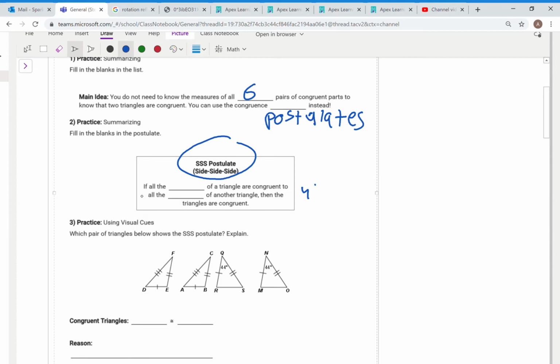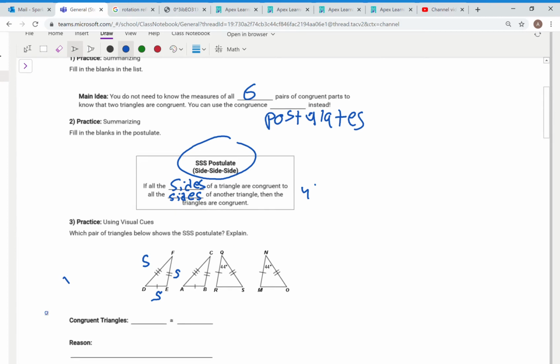So SSS. S stands for sides. So if you know all the sides of a triangle are congruent to the sides of another triangle, then the triangles are congruent. So you can use the visual cues. I always tell my students to go ahead and write it out. This little dash mark, it's on the side. So I know that's a side. Dash mark again. That's another side. That's another side. So this triangle is all 3 sides marked, as does this one. Okay?